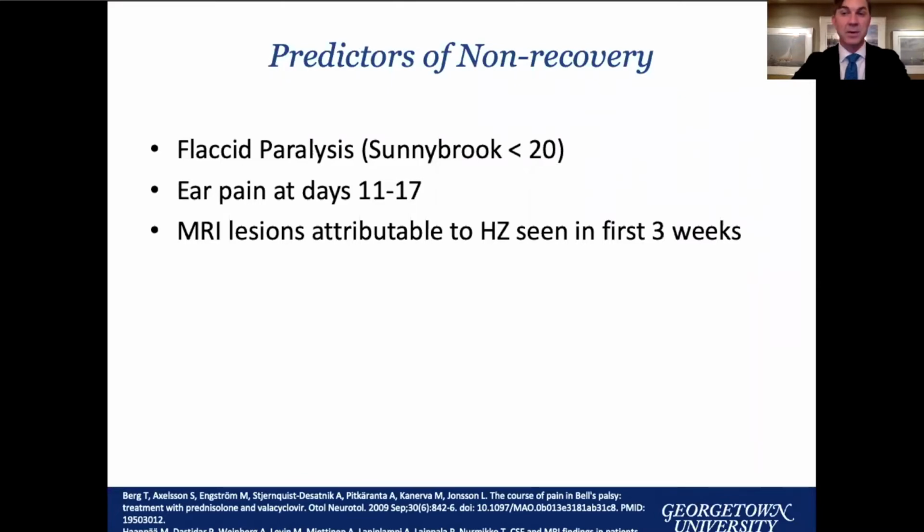And then lastly, there are really good data to indicate that if there is evidence on MRI of inflammation in the nerve at the time of MRI done within the first 3 weeks after the onset of the condition, that also heralds a poor prognostic sign.